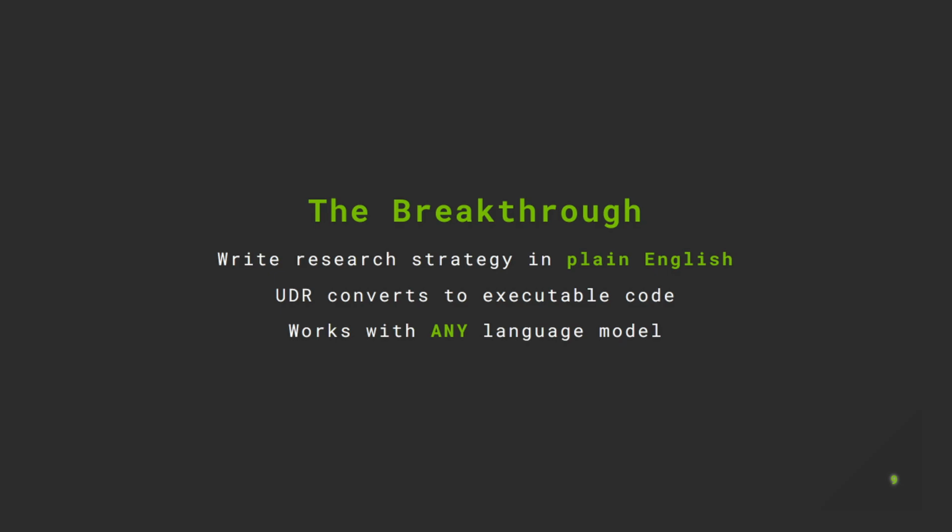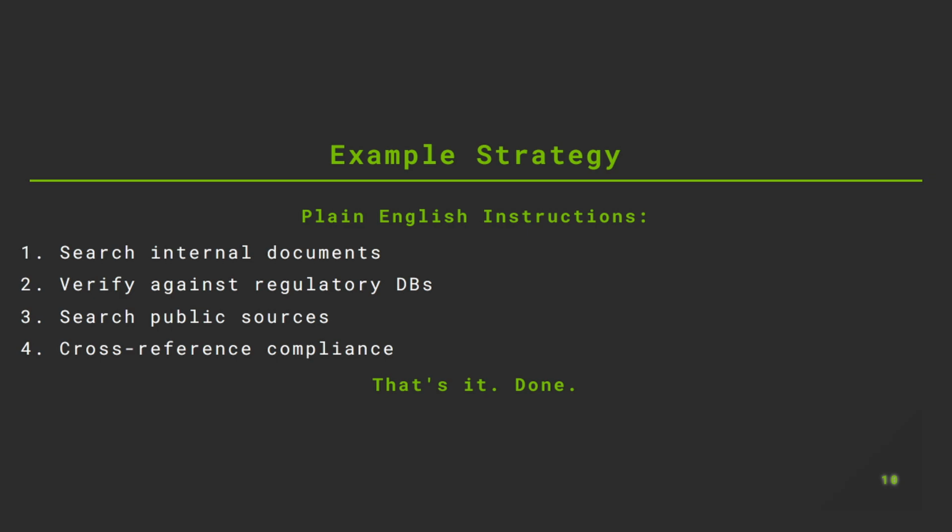With Universal Deep Research, you can just write out your research process in plain English, like you're explaining it to a new employee. The system takes those instructions and creates code that works on any language model. Let me give you a real example. You write, first, check our internal knowledge database, then verify any claims against our regulatory database. Only after that, search public sources, and always cross-reference findings with our compliance requirements. That's it, you're done. No programming needed.